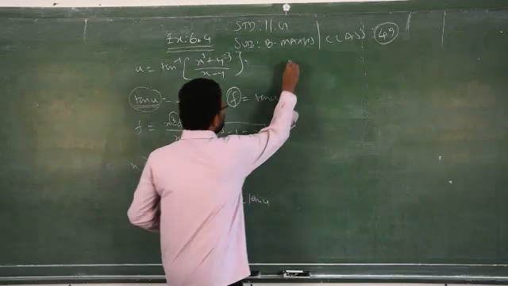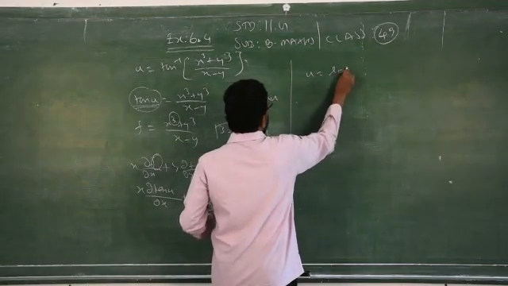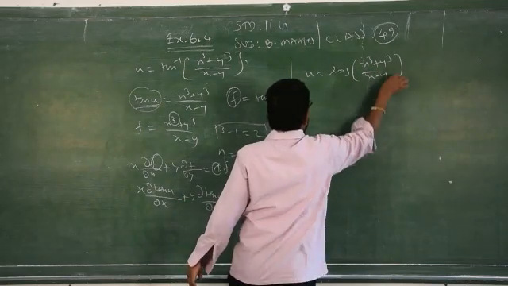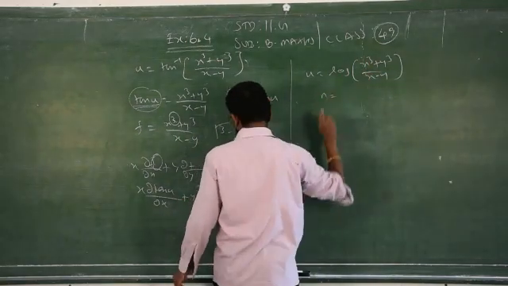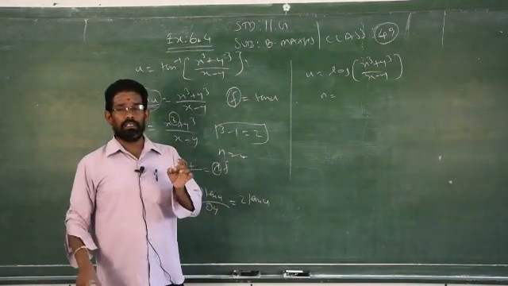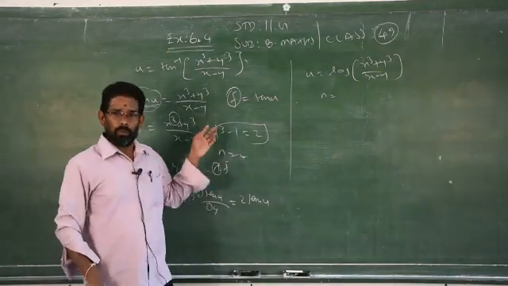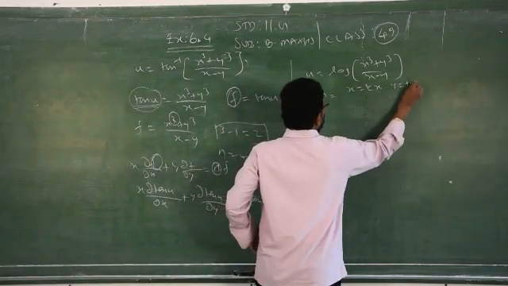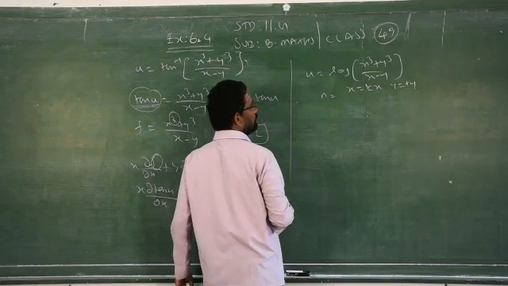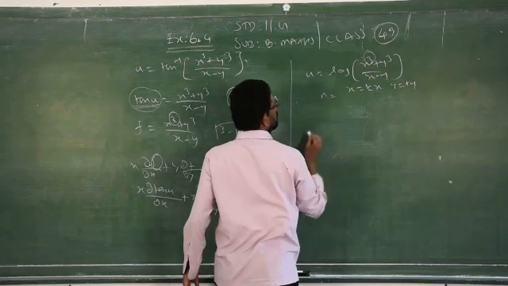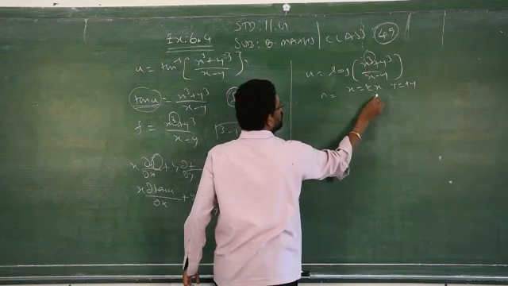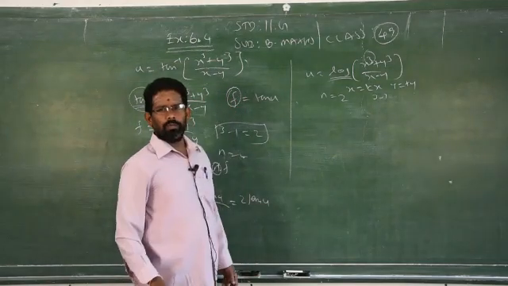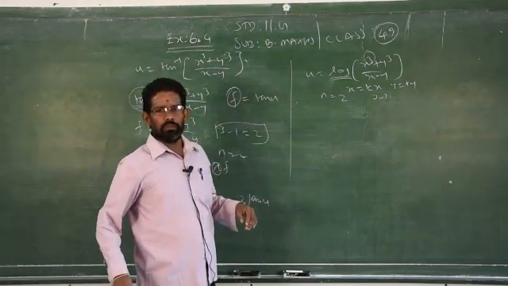Similarly, if it is given some function u in terms of log, I am taking the same function: u is equal to log of (x cube plus y cube) by (x minus y). So how do you find the degree? You have to replace x is equal to tx, y is equal to ty. But actually you can write straight away like this. What is the power of x? 3. What is the power of x? 1. So 3 minus 1, how much? 2. So again this is not a homogeneous function, but you convert it into a homogeneous function.